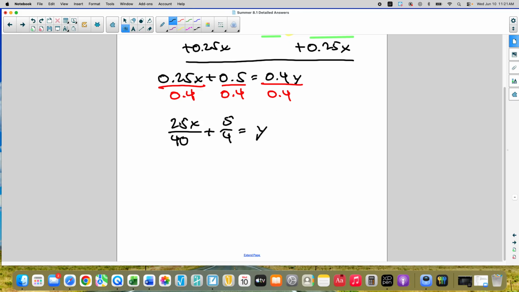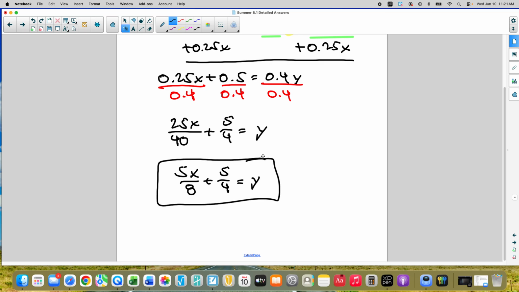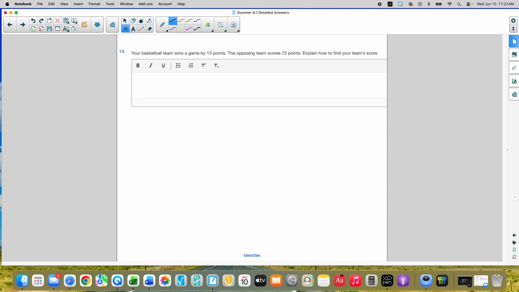Now I can't have this. This needs to be simplified. 5 goes into both of those. 5x over 8 plus 5/4 equals y. That would be my answer. If they want it as a decimal, that's fine, but I like it like this. I don't want to do more work. I'm comfortable with fractions. Fractions can be easy if you understand them.